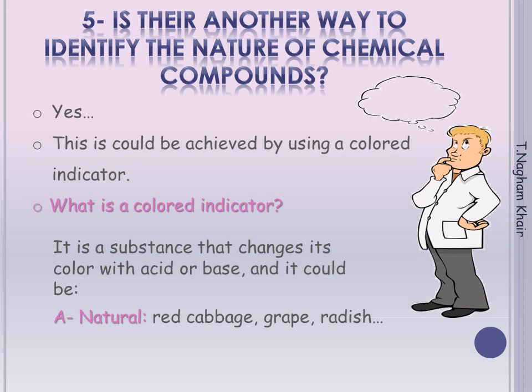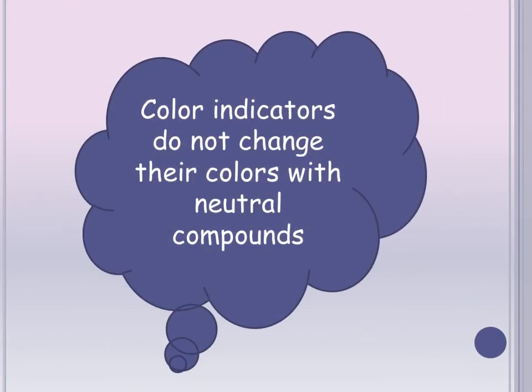The first one is natural color indicator, like red cabbage water, grape juice, radish water, etc. The second type is synthetic indicator, which could be found inside the lab, like the litmus paper, which could be red or blue litmus paper, and phenolphthalein, which is colorless. You have to know that color indicators do not change their color with the neutral compounds.